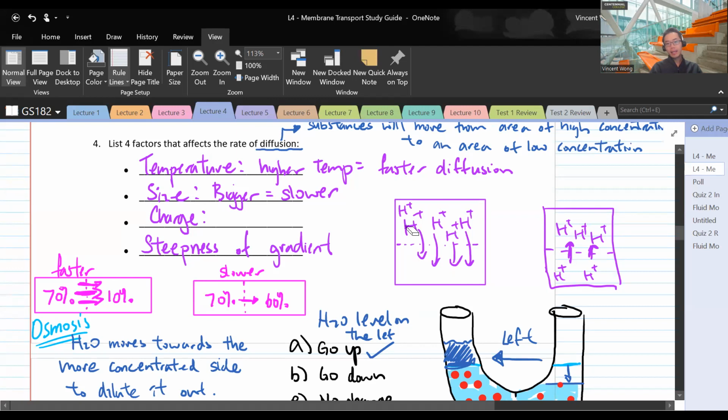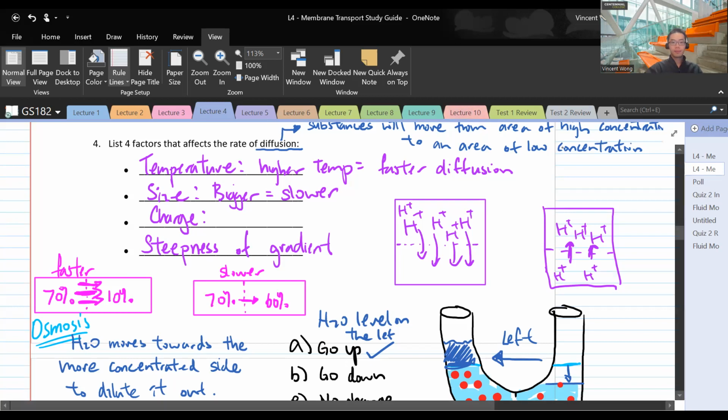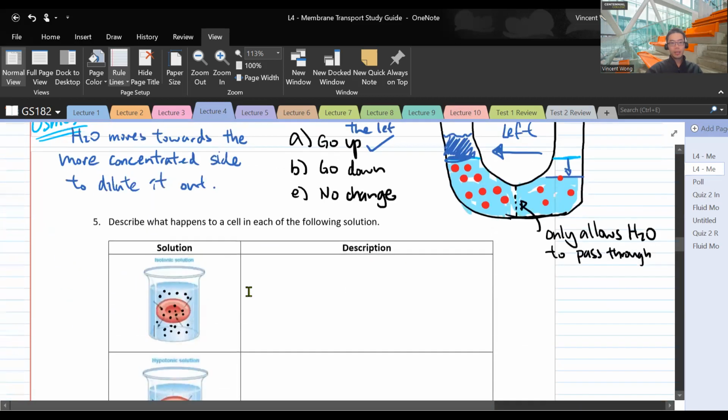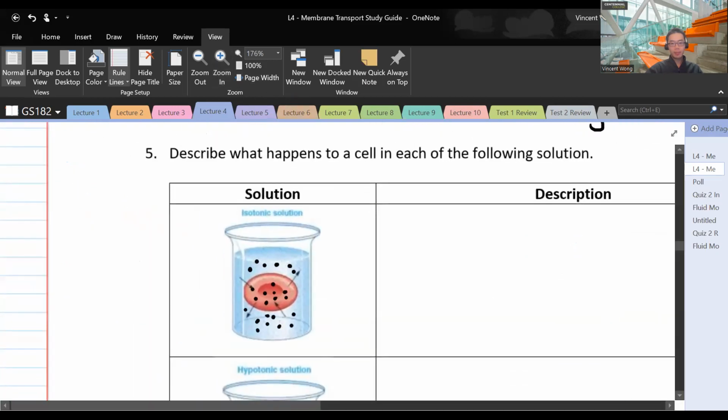Yeah, it's like having a magnet, right? It's gonna repel them, right? But eventually, when you have enough positive going to the other side, they will try to push back. And so it will slow down the diffusion towards the end. Okay. So think about that. And if you still have questions, feel free to email me and we can talk about it.